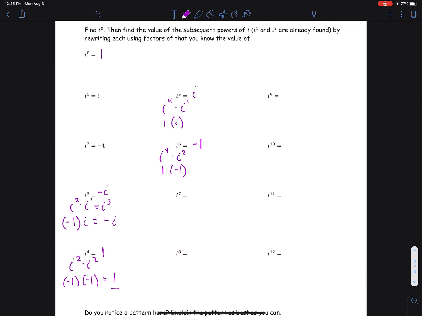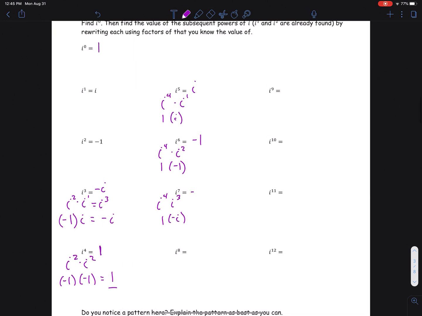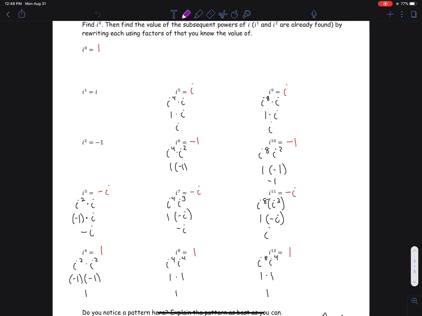So i to the seventh would be i to the fourth times i to the third. We know i to the fourth is 1. I know i to the third is negative i, so I'm plugging in values that I know. So i to the seventh is negative i. And here I'm going to show the rest of these right now. Here are the rest of the powers, what they simplified to. Did anyone notice a pattern here?